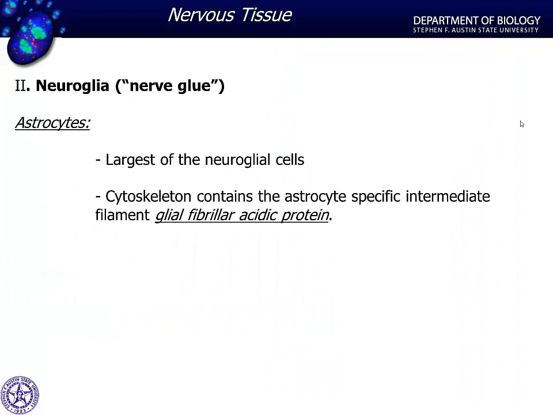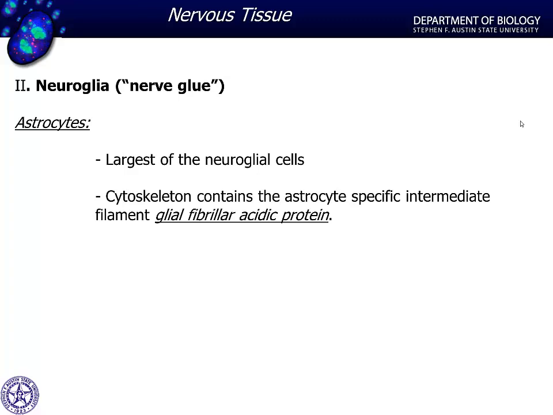Now, neurons make up only 20% of the mass of our nervous system. And so the other 80% are going to be the supportive cells of the body. And so these are collectively called neuroglial cells. And neuroglia literally means nerve glue. So we're going to walk through these, be able to identify them, and know their functions.